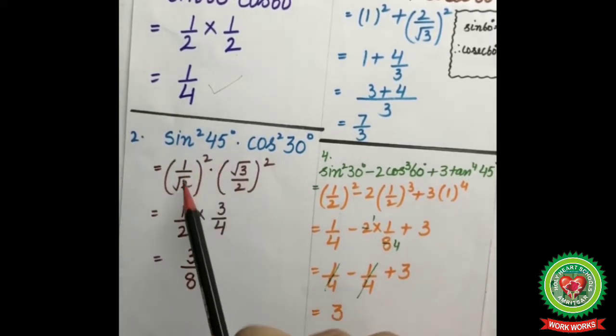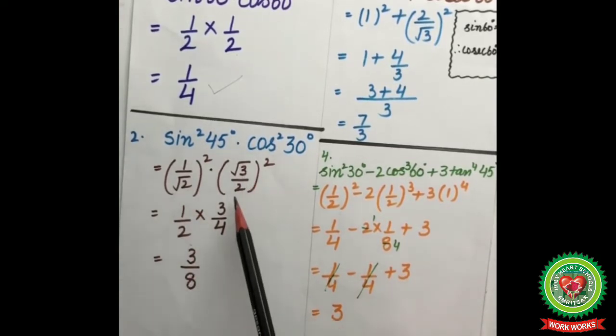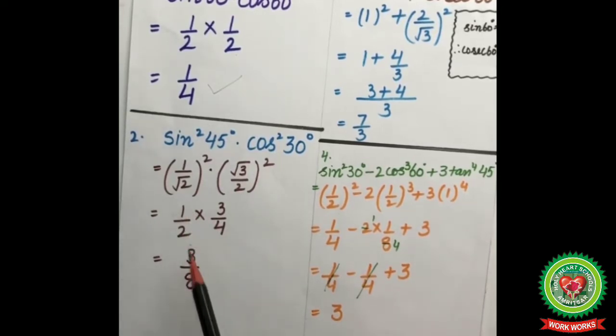So the square of 1 by under root 2 is 1 by 2. And the square of under root 3 by 2 is 3 upon 4. So on multiplying 1 by 2 and 3 by 4, we'll get the answer as 3 upon 8.